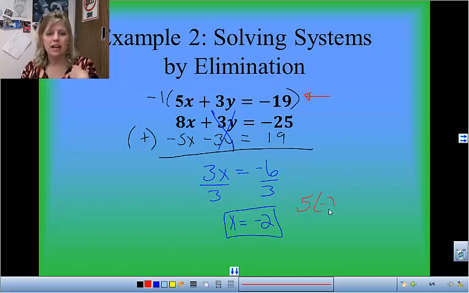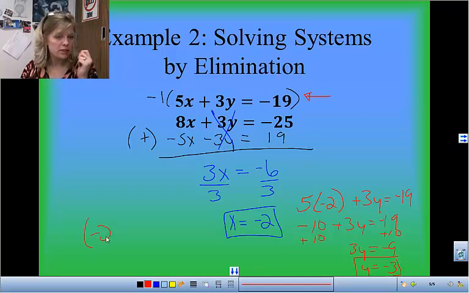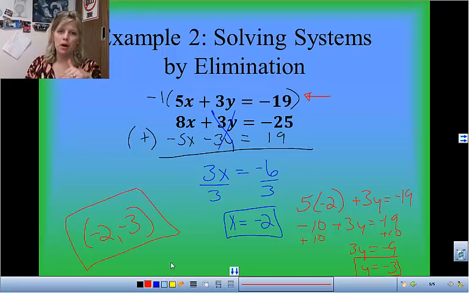So I have 5 times a negative 2 plus 3y equals a negative 19. Negative 10 plus 3y equals a negative 19. Add 10 to both sides. So I have 3y equals a negative 9. Finally, an answer. We're getting some whole numbers too. Is that how you leave your answer? Heck no, we won't go. Put them in this form. Negative 2, negative 3. That is my answer. Bada bing, bada boom. Done. Pause. Copy. Move on when you're ready.